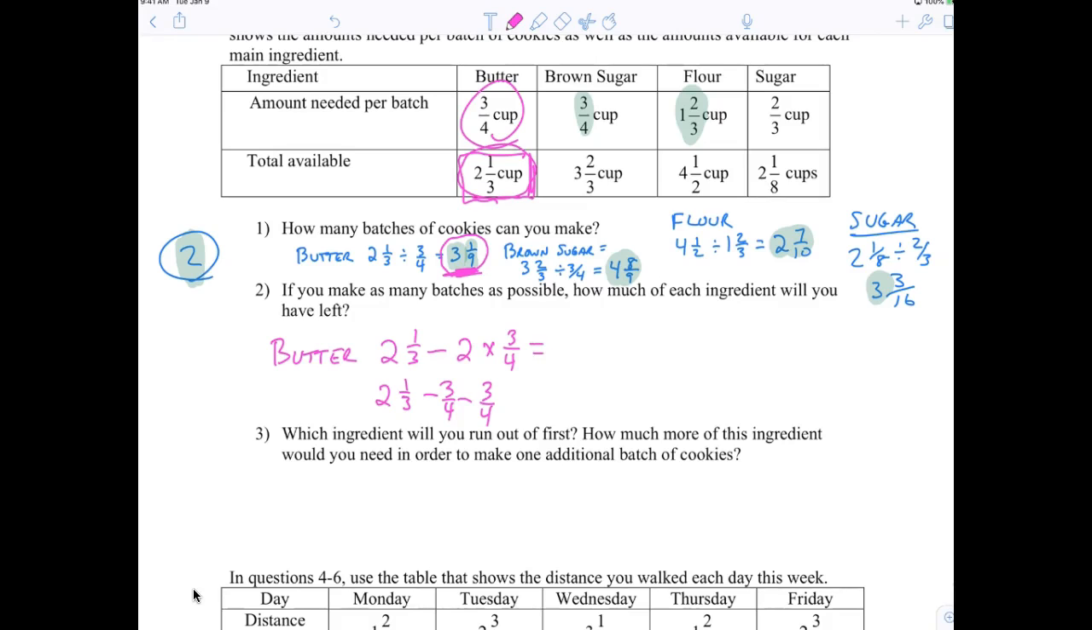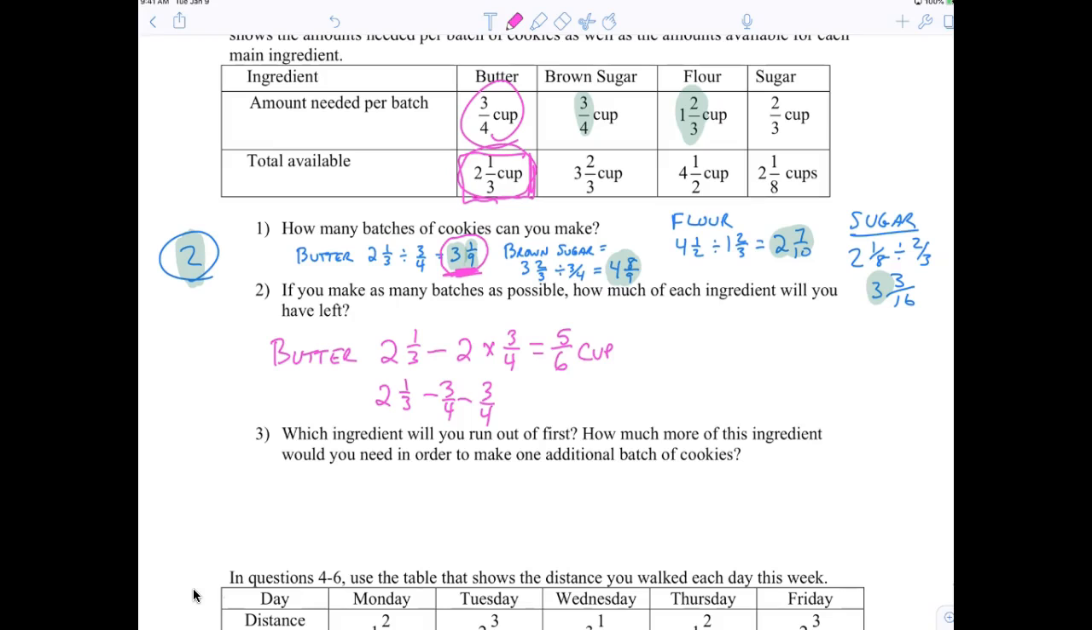Now you have your calculator out. You go 2 1/3 minus 2 times 3/4. That's how you use your calculator. That's what I want. I'm not interested in you doing the math on paper. I want you to learn how to use your calculator. It's a powerful tool. And that came out to be? 5/6. Somebody said 5/6. Is that accurate? Did anybody else with a fraction get 5/6? Okay, so I'm happy. So I have 5/6 of a cup left of butter.